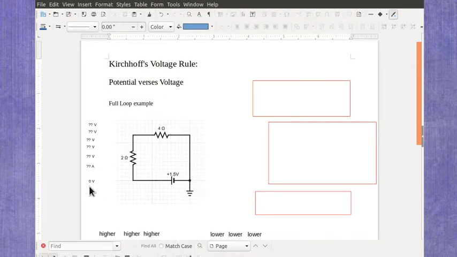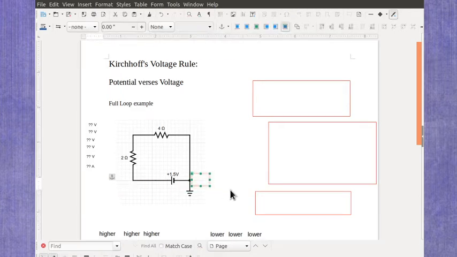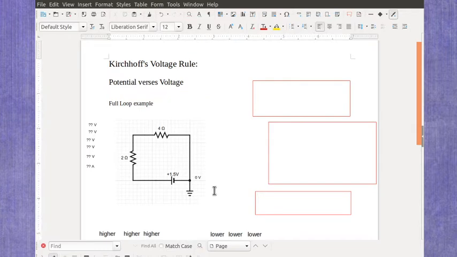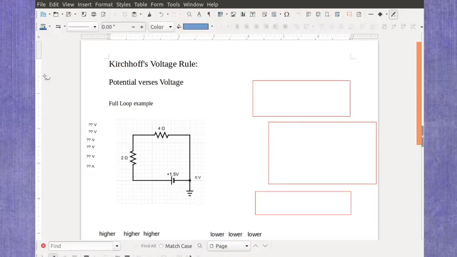ground symbol. Now that ground symbol just means that that particular point is set at being 0 volts. In other diagrams, it might just tell you exactly which point is 0 volts. Now ultimately, I want to find out what's happening with the voltage all the way around this circuit. And I'm going to start by making a line here showing the direction of my current.